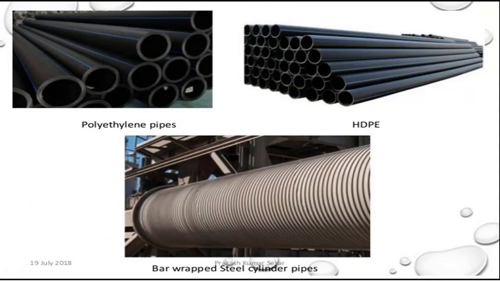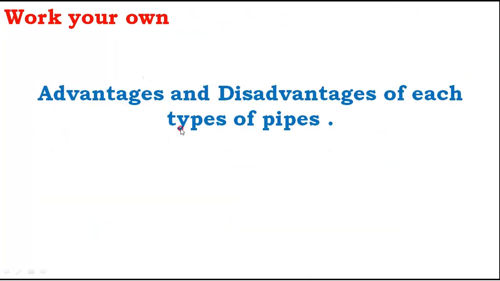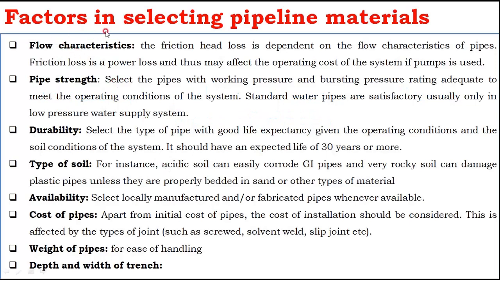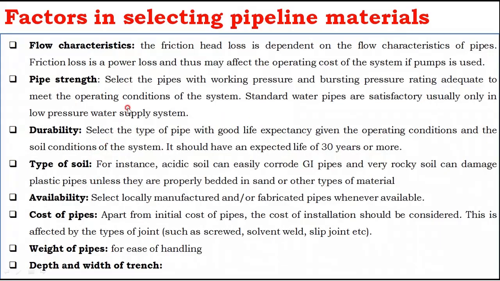A few guidelines I'll give here on factors in selecting pipeline materials. Here I will explain some guidelines, and you need to work out one thing, that is the advantages and disadvantages of each and every pipe material. You need to list them. They are very important, but I don't go through that one. Why? Because when I explain these factors in selecting pipeline, then after studying you will definitely come to know what the advantages and disadvantages of a particular pipe material are. Okay, now factors in selecting pipeline materials.